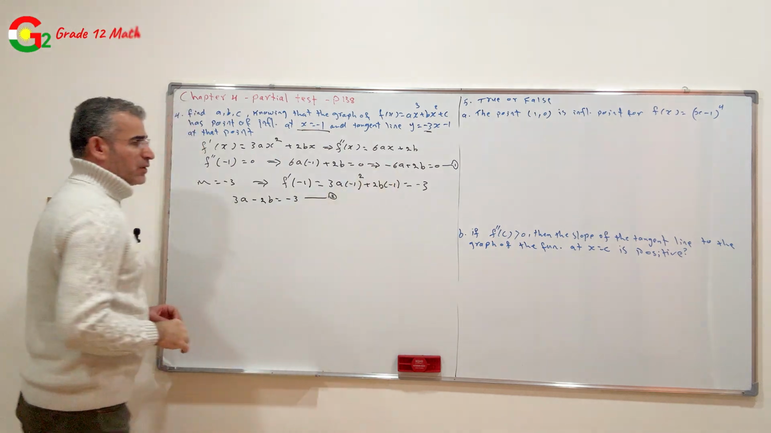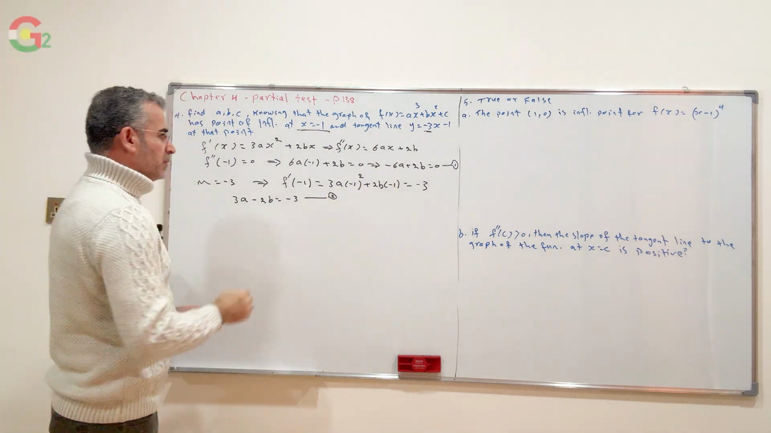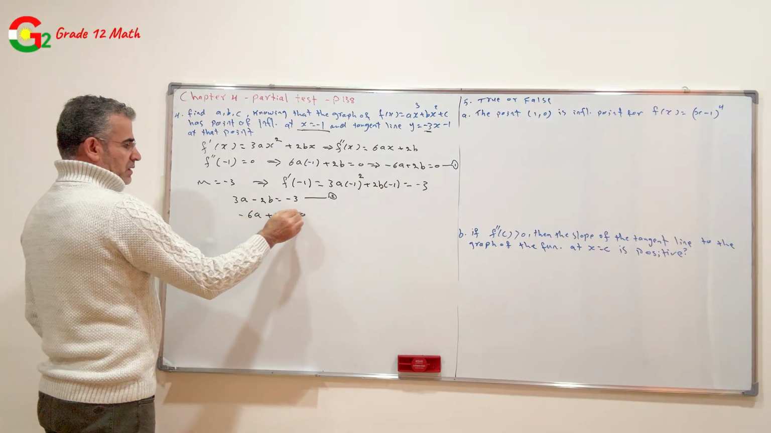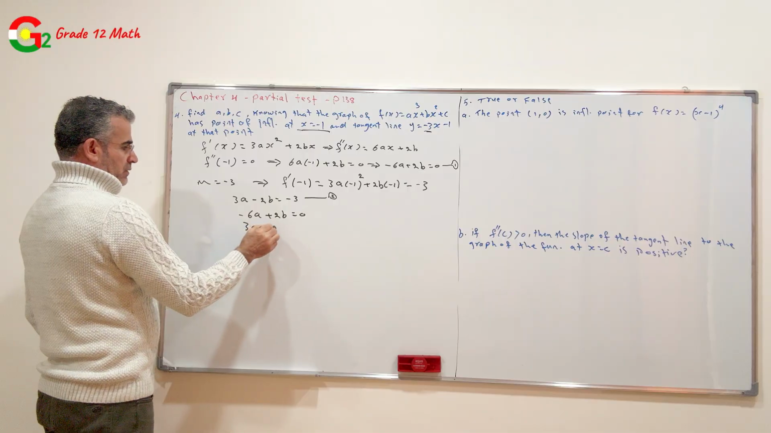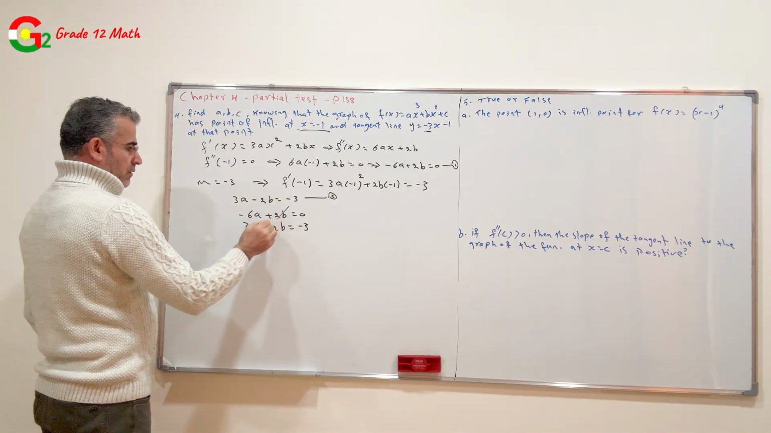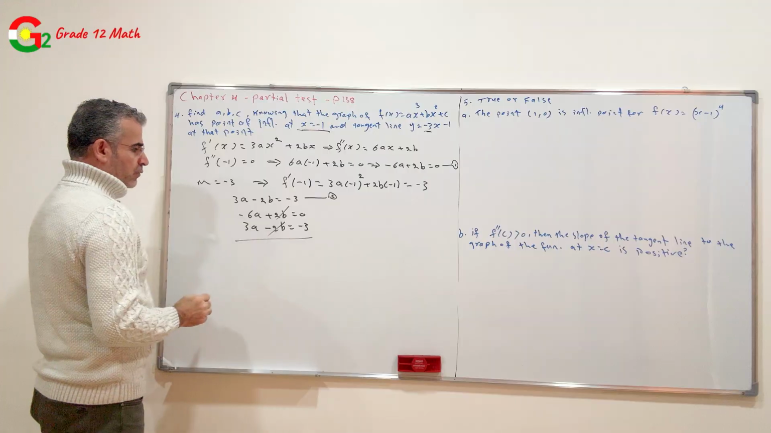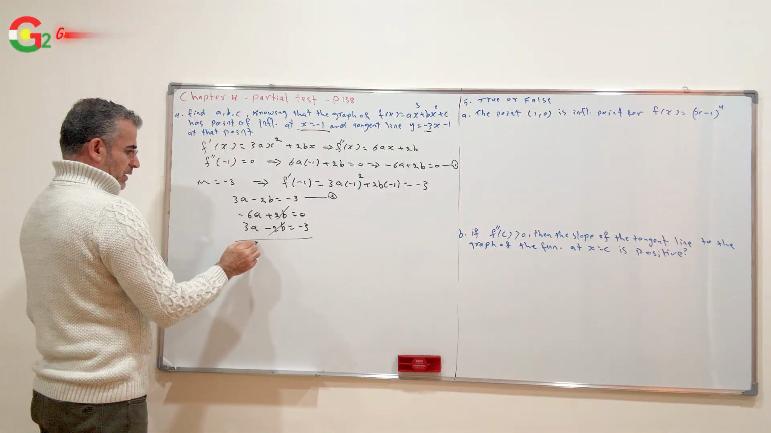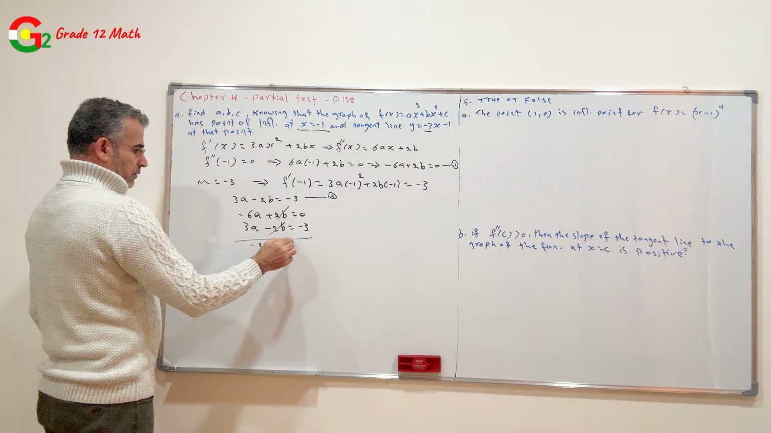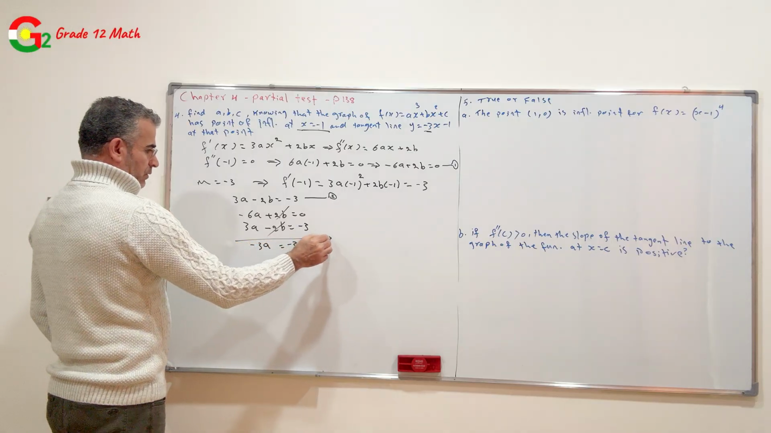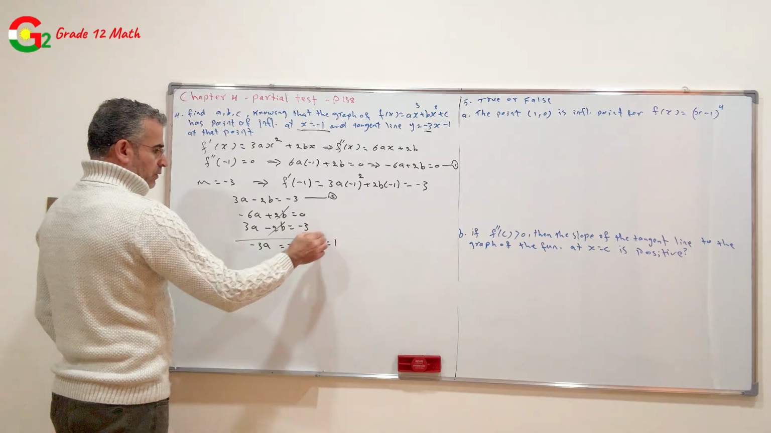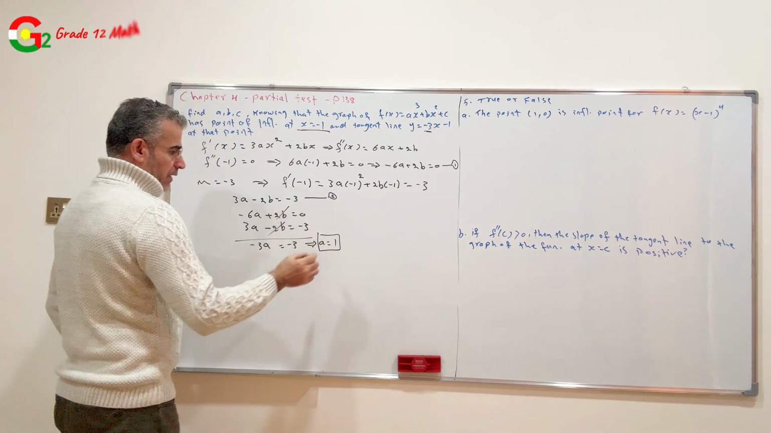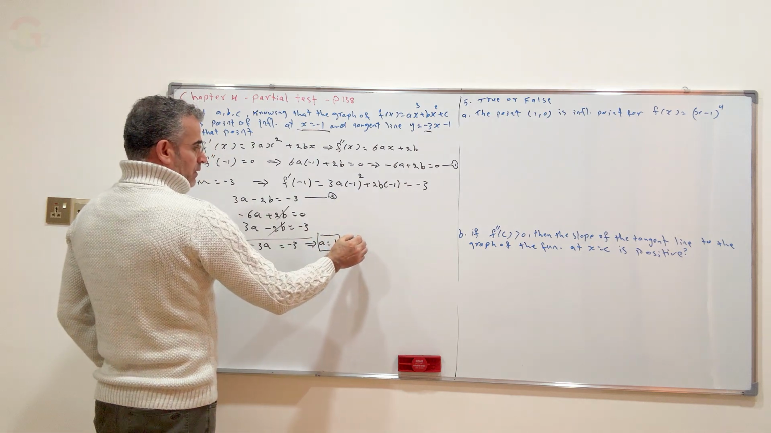Solve the first and second equations to find the values of a and b. -6a plus 2b equals 0 and 3a minus 2b equals -3. By addition, 2b minus 2b is 0, and -6a plus 3a is -3a, equals -3. Therefore, a equals -3 over -3, equals 1. Substitute the value of a in the first equation to find the value of b.